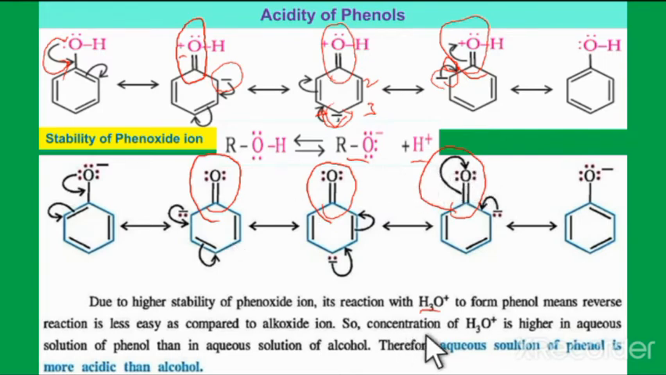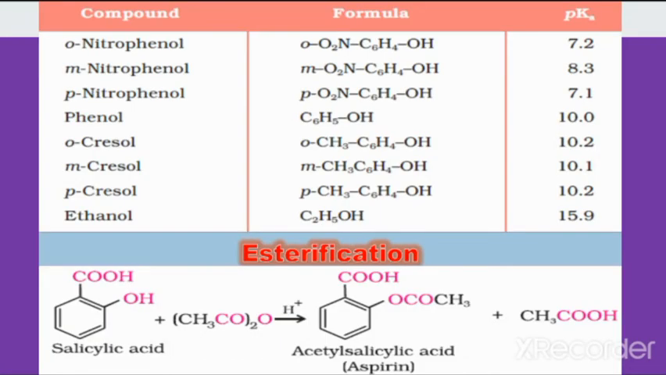Okay, because the concentration of H3O+ is higher in the aqueous solution of phenol than in the aqueous solution of alcohol. Therefore, the aqueous solution of phenol is more acidic than alcohols. So this is the acidity of the phenols.